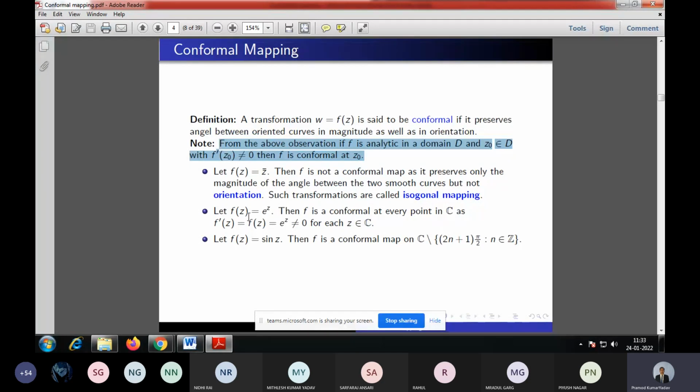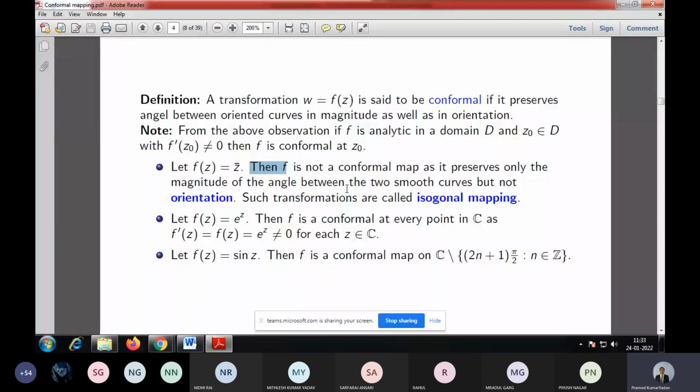Now there are few questions also. f z equals z bar. The function f is not a conformal map. Why? I hope you all know that. This z bar is analytic or not?